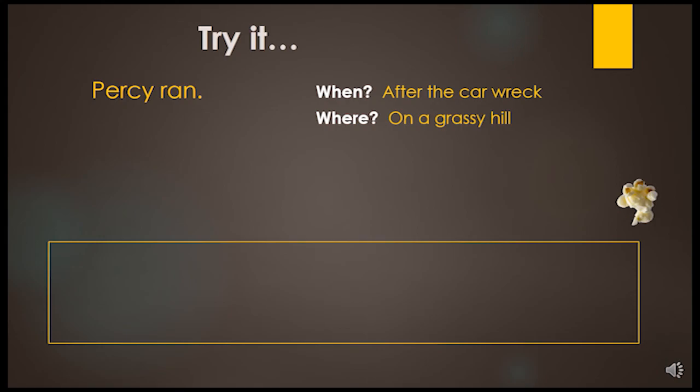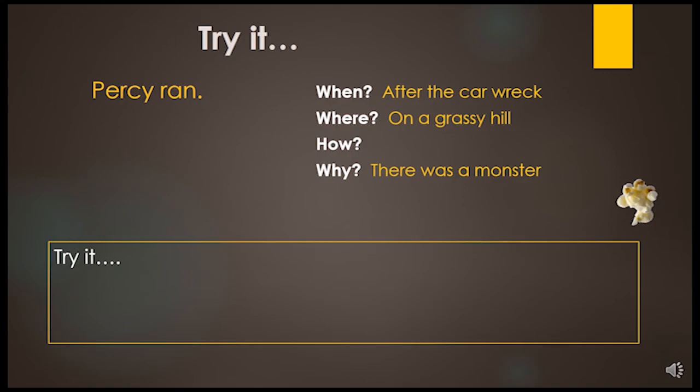Now, let's add a where part. Well, the story says he's on a grassy hill. Now let's add a why part. Why did he run? There was a monster. Remember the Minotaur? Now let's try it. Let's take all of these parts and put them together.